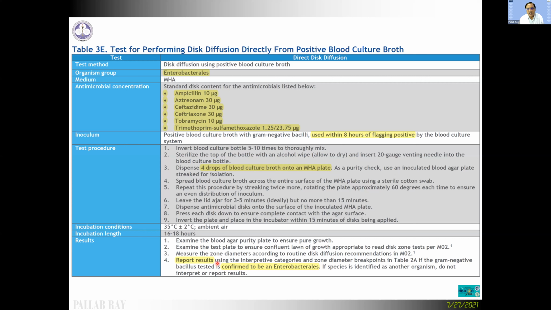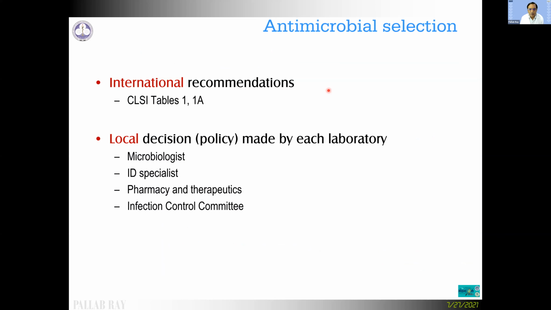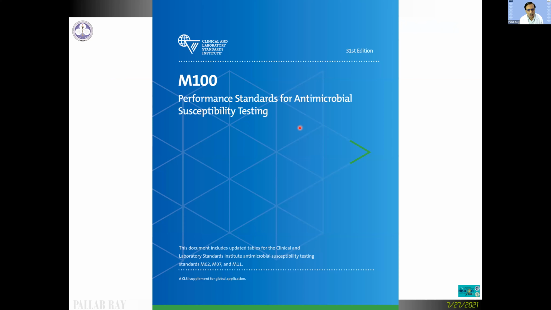Okay, what are the antimicrobials that we test? There are international recommendations which are found in CLSI tables and EUCAST guidelines, but you must base on those guidelines, and you should have your local decision or policy made by each of your laboratories, which should be jointly decided by a microbiologist, infectious disease specialist, pharmacy and therapeutics people, and infection control committee. All together, you should have your limited list of antibiotics to be tested for every type of organism. So already Dr. Shastri has shown the M100 document, which is meant for antimicrobial susceptibility testing of routinely isolated organisms.